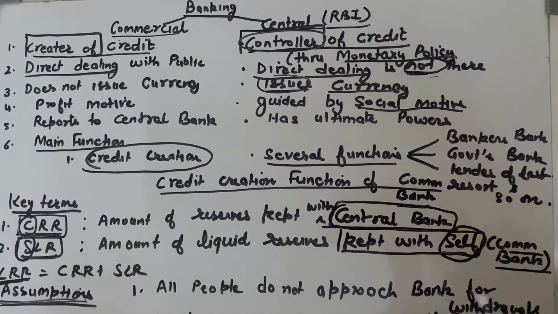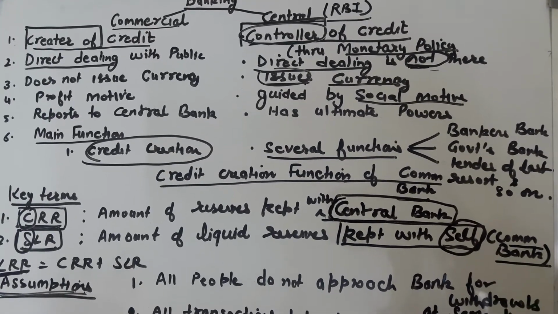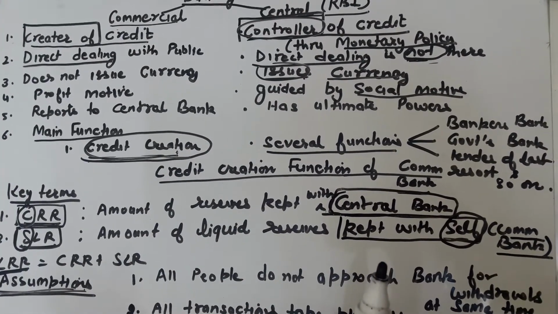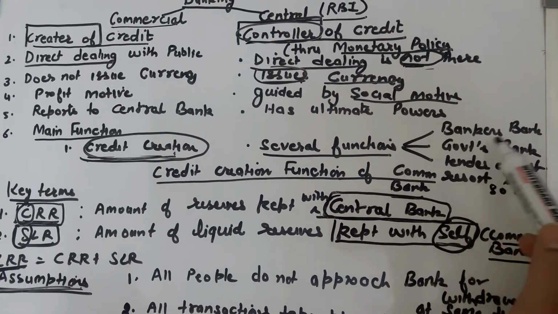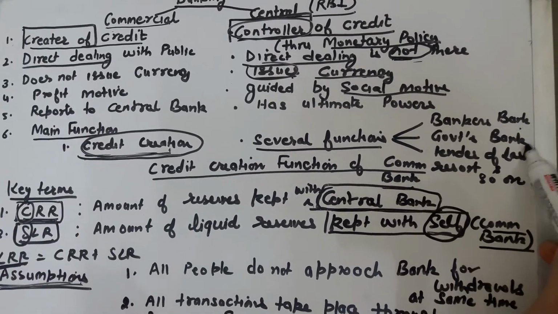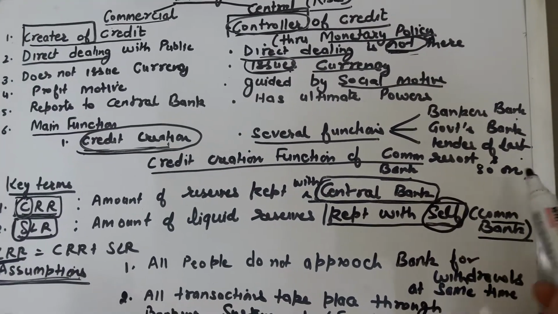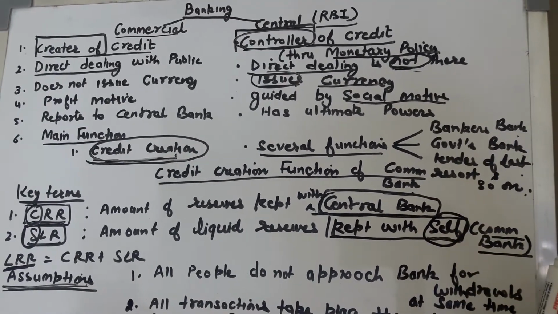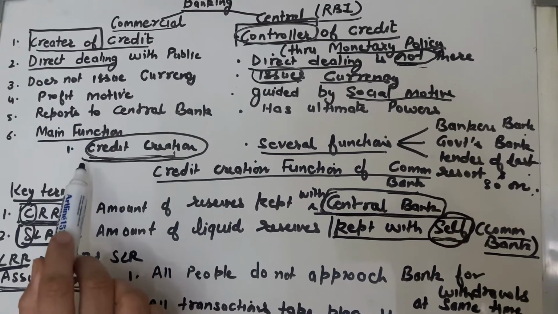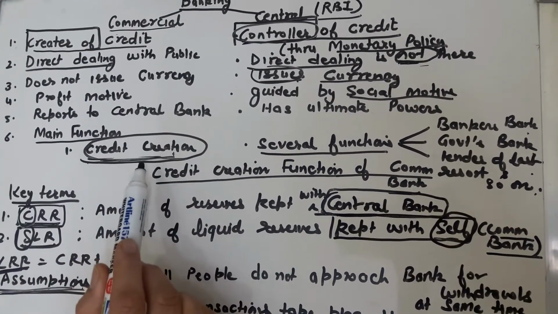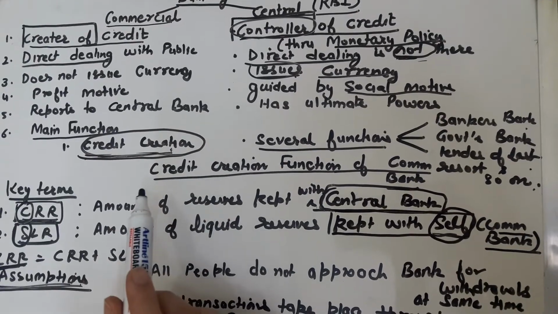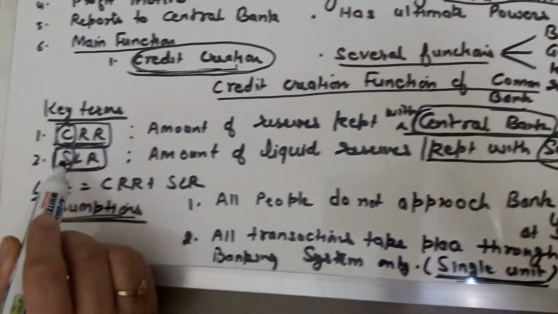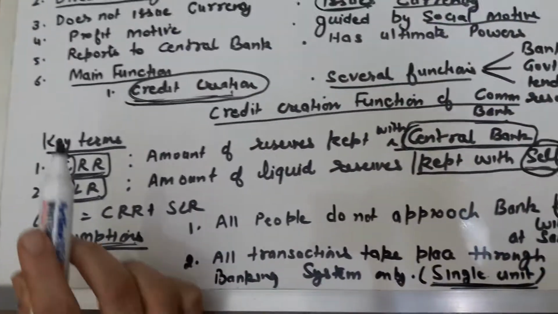Now we are going to discuss main function of commercial bank, which is the function of credit creation, and for central bank we have different functions like bankers bank, government's bank, lender of last resort, and so on. For these functions you can refer to the textbook and the video which I will be sending you, but we shall be elaborating credit creation in today's video. Now for credit creation we need two key terms. One is called CRR and the second is called SLR.